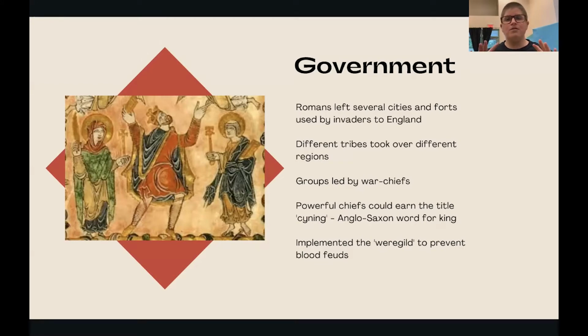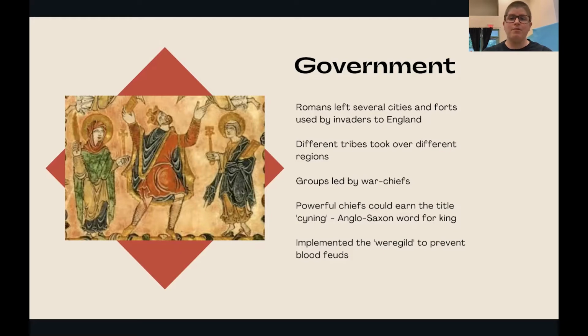So you have these different tribes, different clans, peoples that take over different areas of England. They're led by what we would call war chiefs. It's not a perfect translation, but a lot of these powerful chiefs could actually earn the title of Cyning, which is the Anglo-Saxon word for king.